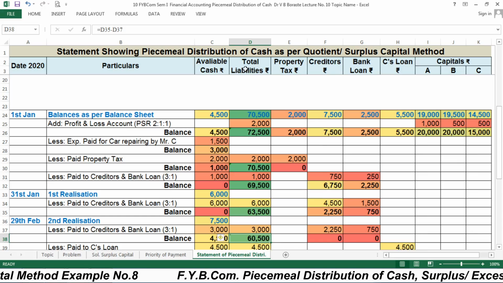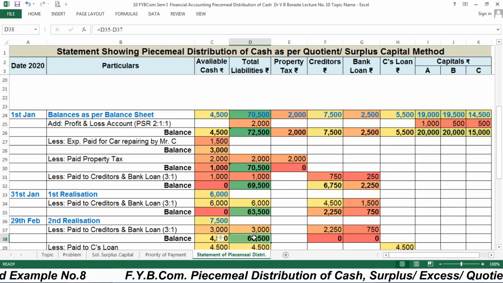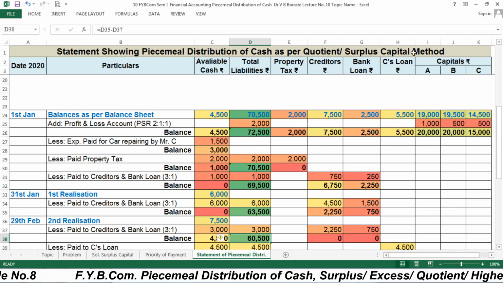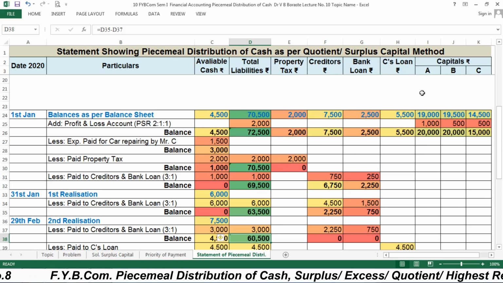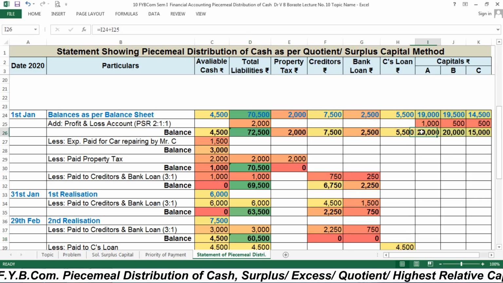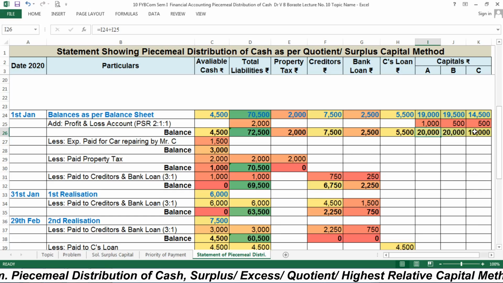As I earlier mentioned, what is the total liability column's work? Still we have to pay 60,500. We have already paid creditors and bank loan. That means we have to pay C's loan and capital. Here is the balance: 5,500 of Mr. C, 20,000 of Mr. A, B and C, 20,000, 20,000 and 15,000.